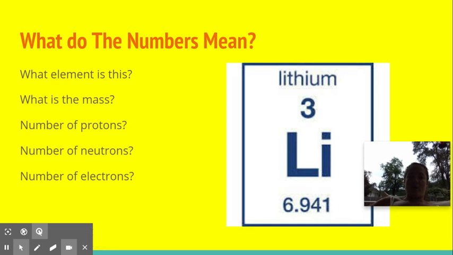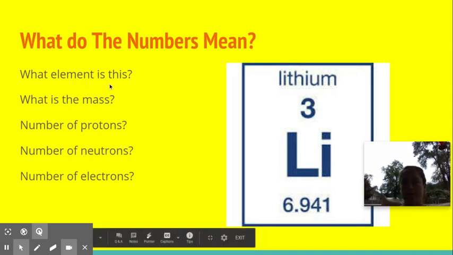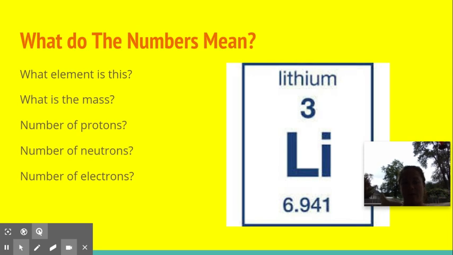All right, so I'm going to give you guys a little time to try to answer these questions on your own. So what do the numbers mean? What element is this? I want you to look at the picture, read, look around, see if you can label and identify the name of the element. What is the mass of this element? How many protons are in this element?